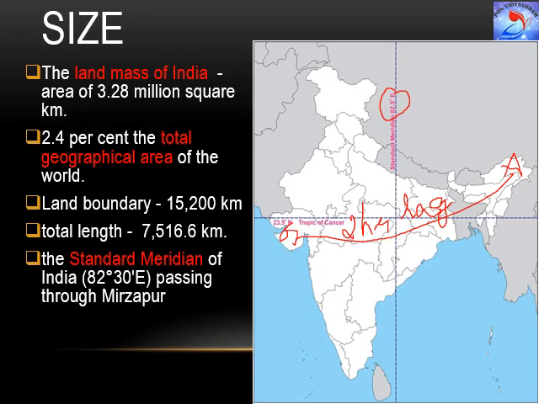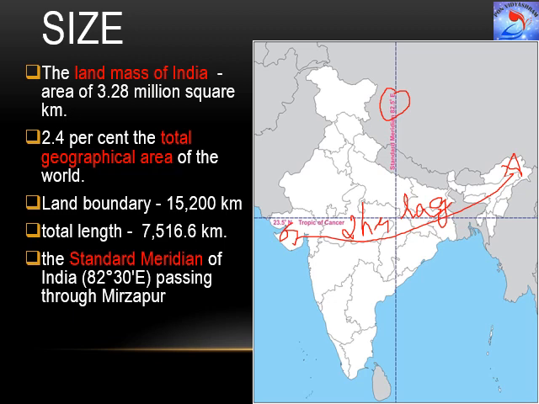The landmass of India is 3.28 million square kilometers. When we compare it with the total geographical area of the world, India holds 2.4% of the landmass. So that's why India is the seventh largest country in the world.